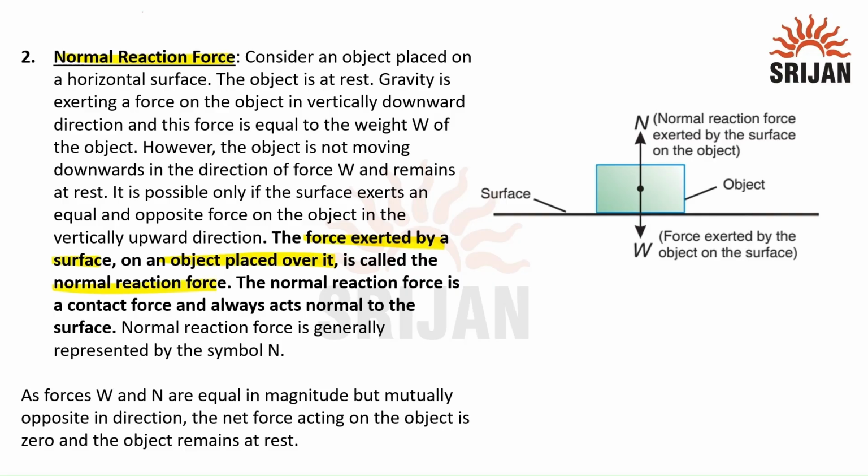This normal reaction force is a contact force and always acts normal to the surface. Normal reaction force is generally represented by the symbol N. You can see in the diagram, normal reaction force is being applied by the surface, normal to the surface. The forces W, which is the weight of that object, and N, which is the normal reaction force, are equal in magnitude but mutually opposite in direction. The net force acting on the object is zero, and this is why the object remains at rest.